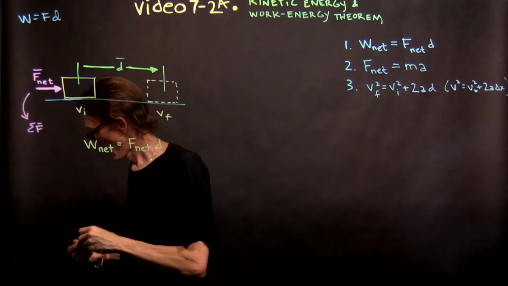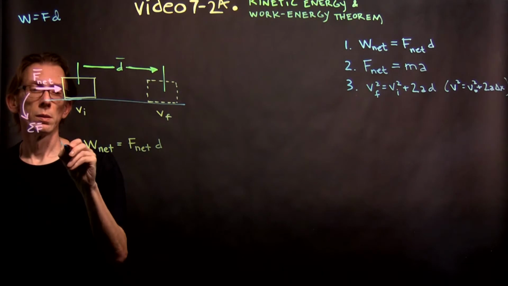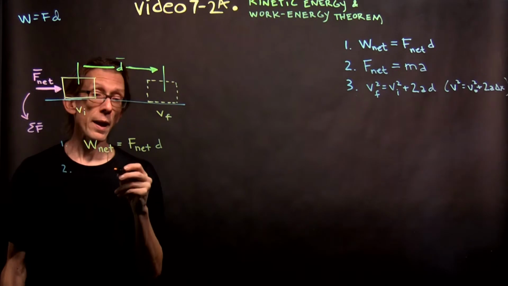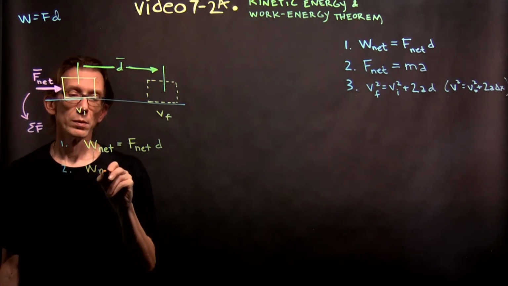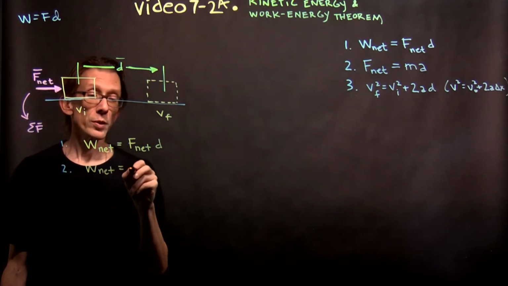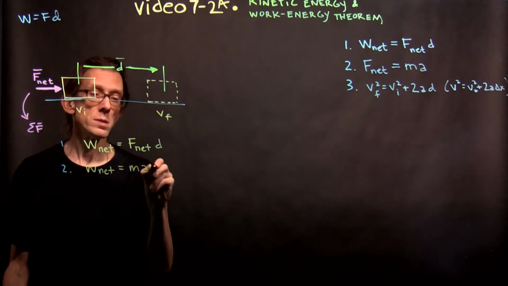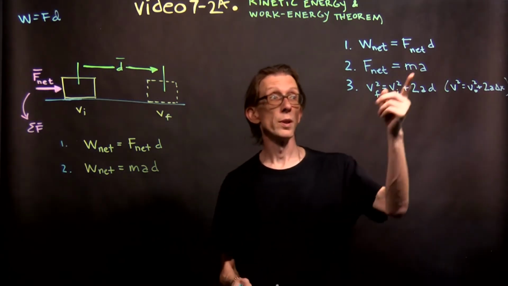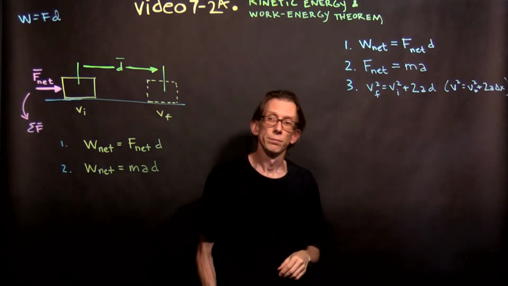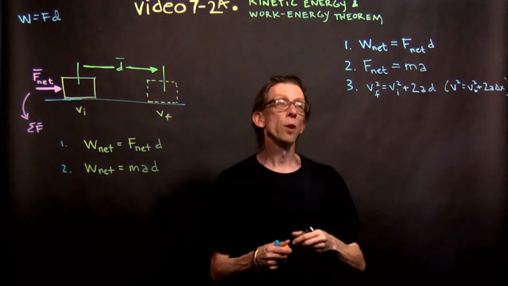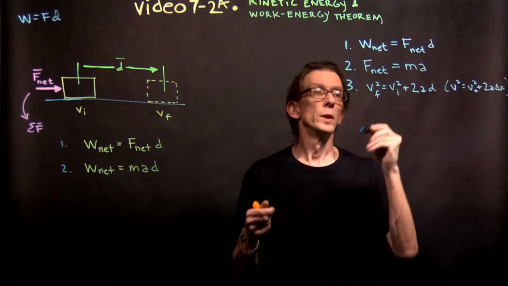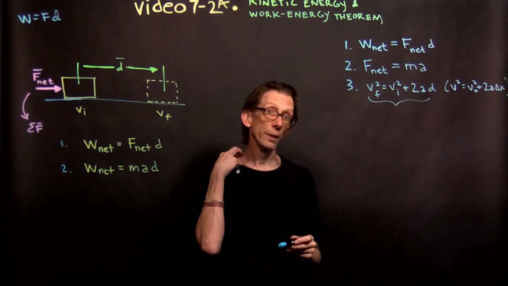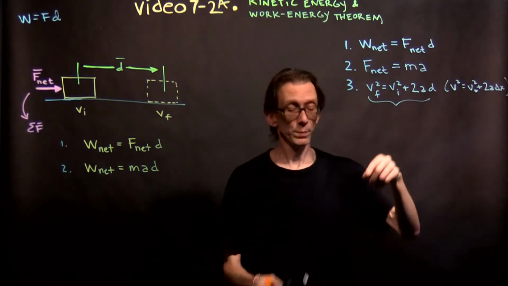So this was number 1. Now we're going to put in number 2. We're going to substitute ma for F net. Work net equals ma times d, using the second equation, which we've substituted in. Okay. Now what I want to do is take this one and substitute it in a certain way. You see this ad here?